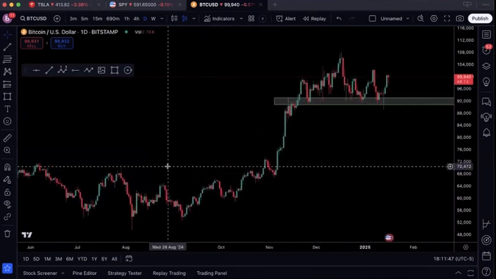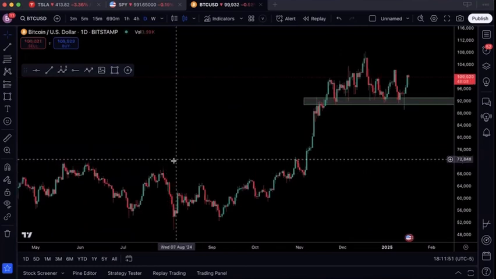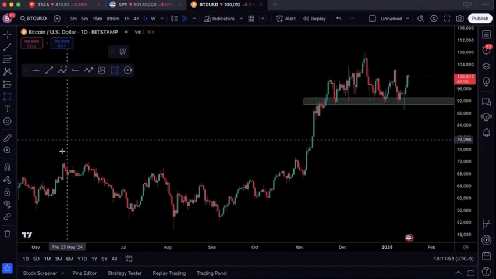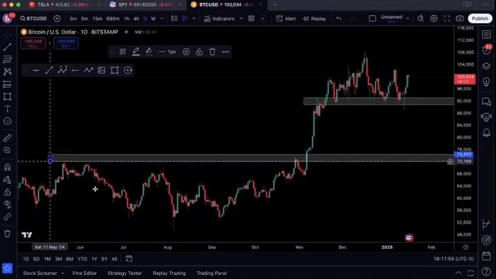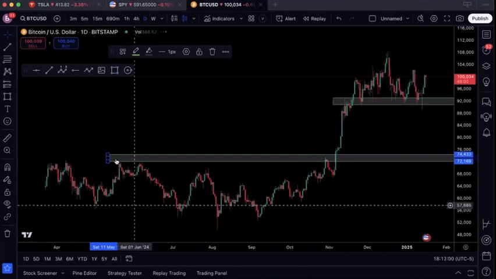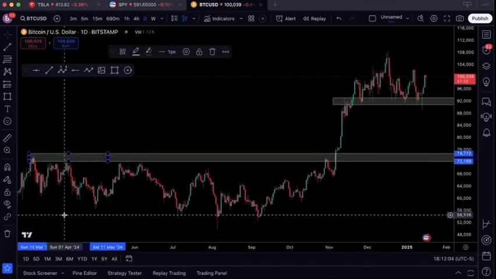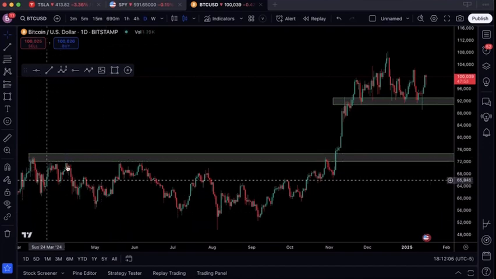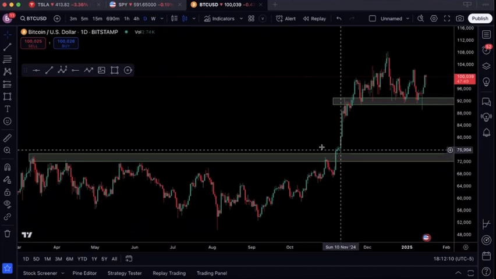Let's find another one for you guys. I see one right here. It's a key level right there. You see how many times we hit it and got rejected? So look at all these highs. One, two, three, four, five. Right here, we break it, retest, and then we go up.